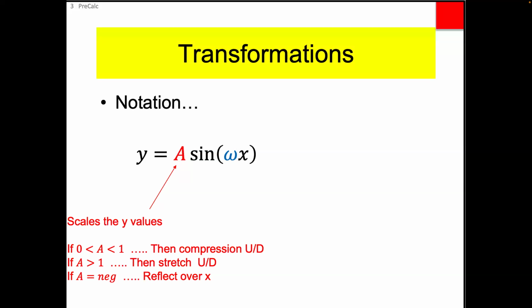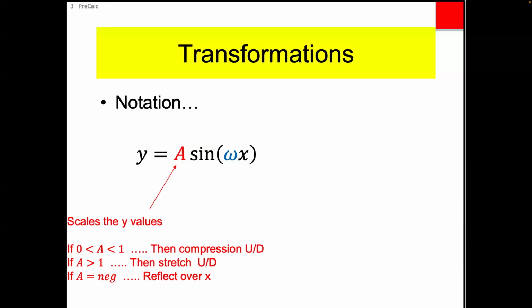Okay, so what's omega going to do? What do we know about things on the inside of the parentheses from previous transformations? Remember, shift left, shift right. Things on the inside are always the opposite of what you would think. Remember, if it says -4, we're supposed to actually add 4, right? So what is this omega going to do?